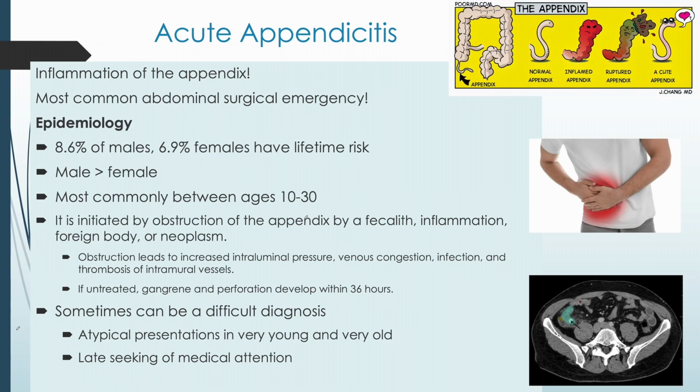Usually how it's initiated is an obstruction of the appendix, and that can be by a fecalith, which is kind of like a stone, and fecal is poop, so it's like this little poop stone that blocks the appendix. You can also get it blocked with inflammation, a foreign body like a seed, or lymphoid tissue or neoplasm. And what happens is it increases the pressure within there. You get venous congestion, infection, and if untreated, that can swell, become very inflamed, painful, and eventually perforate.